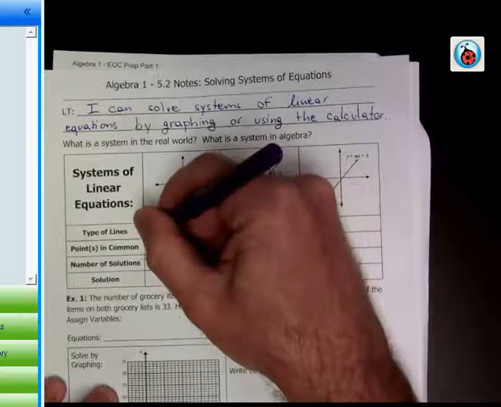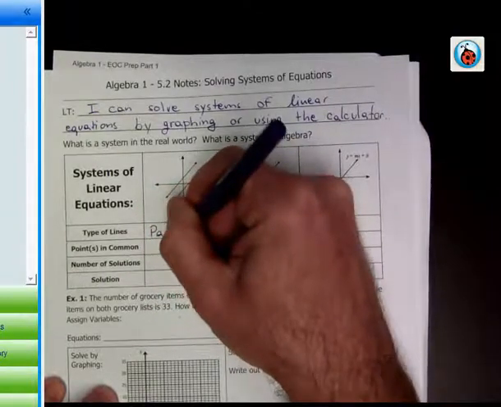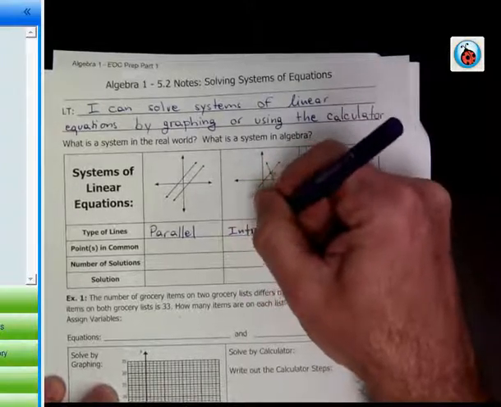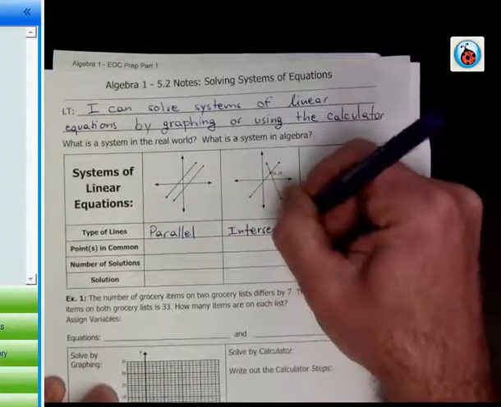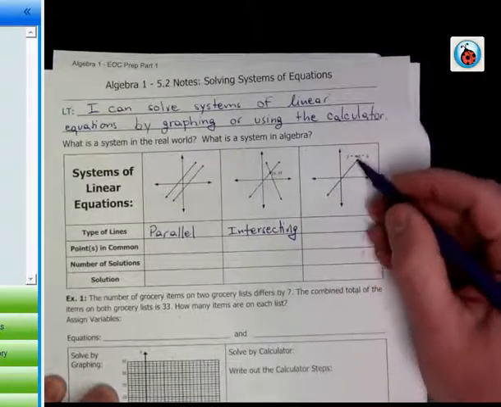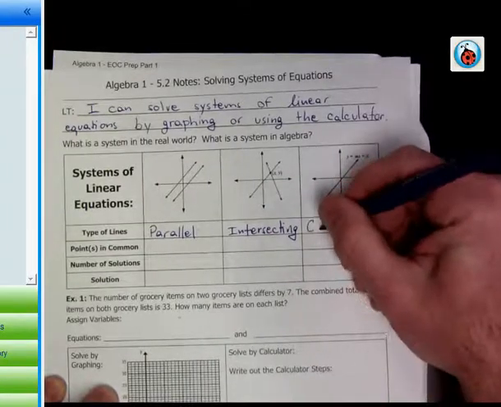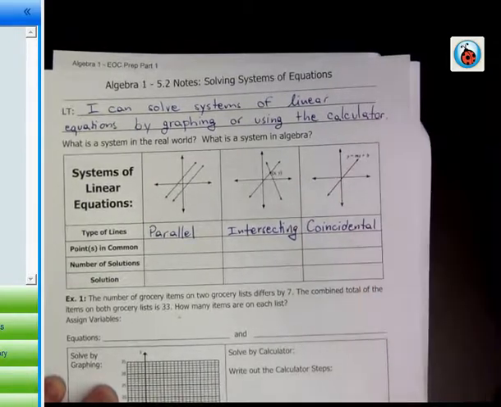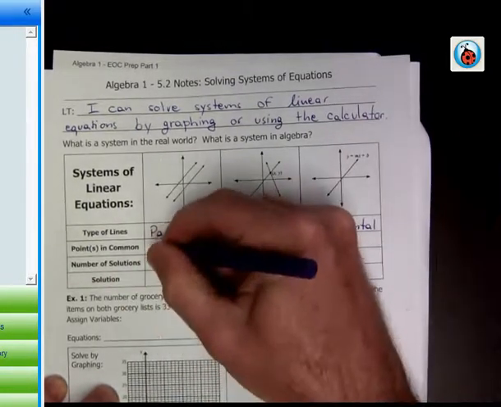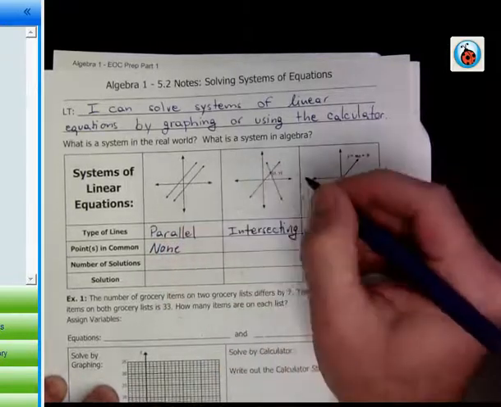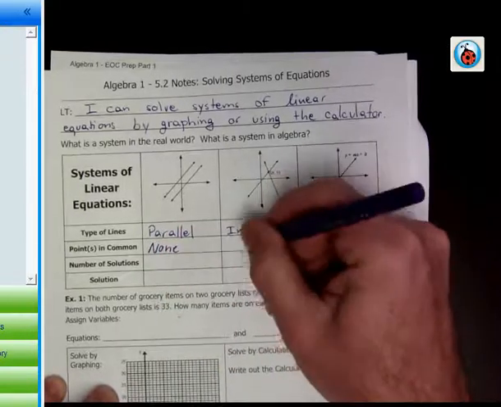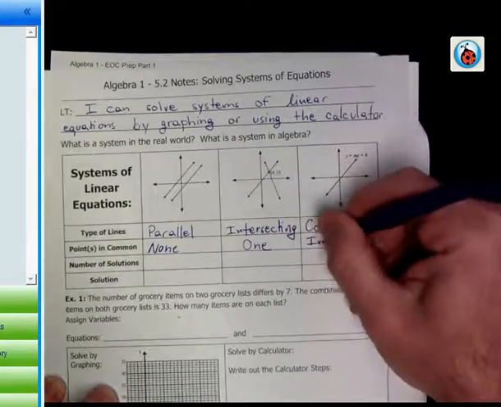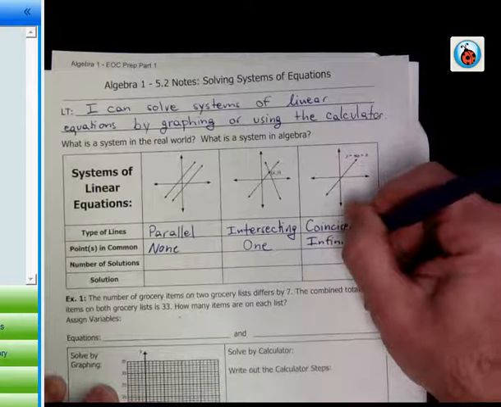You can have lines that never touch, parallel lines. You can have intersecting lines. Or you can have two lines on top of each other, which we call coincidental lines. Parallel lines have no points in common. Intersecting lines have one point in common. And coincidental lines have infinite points in common.